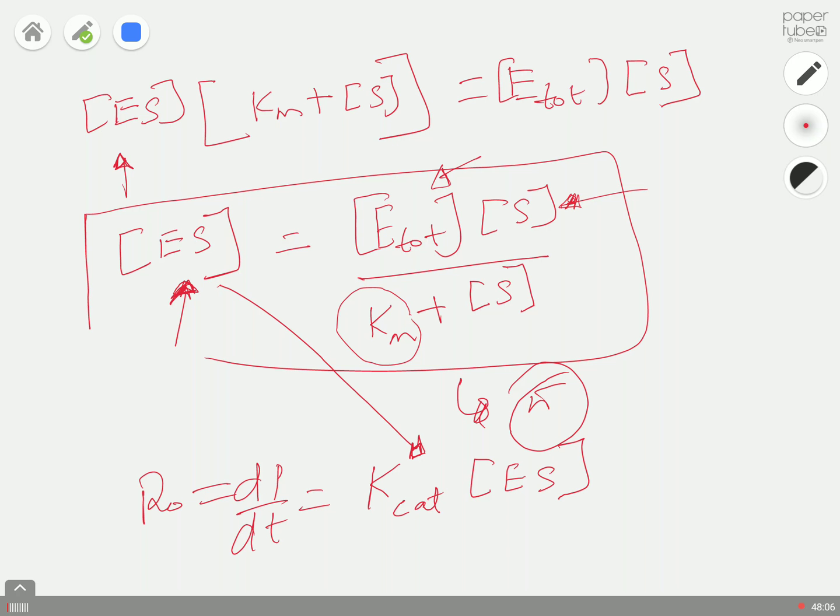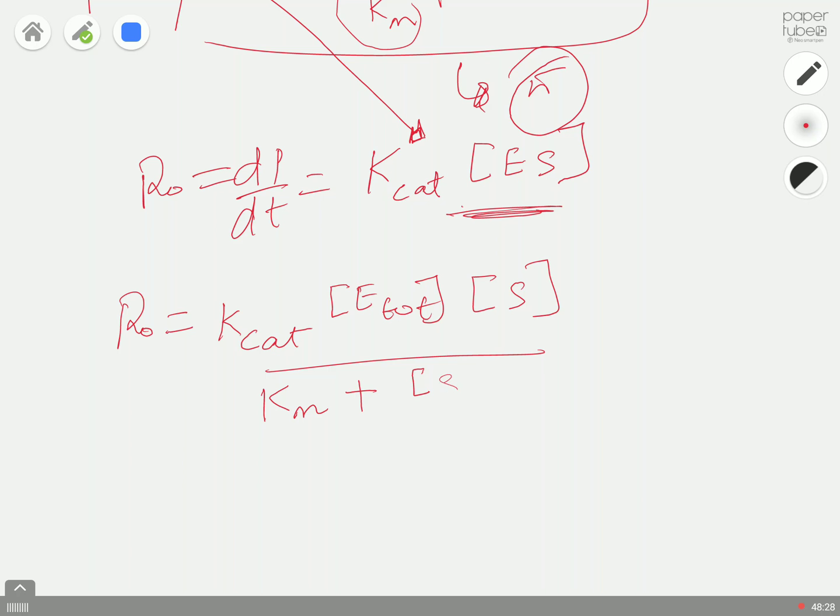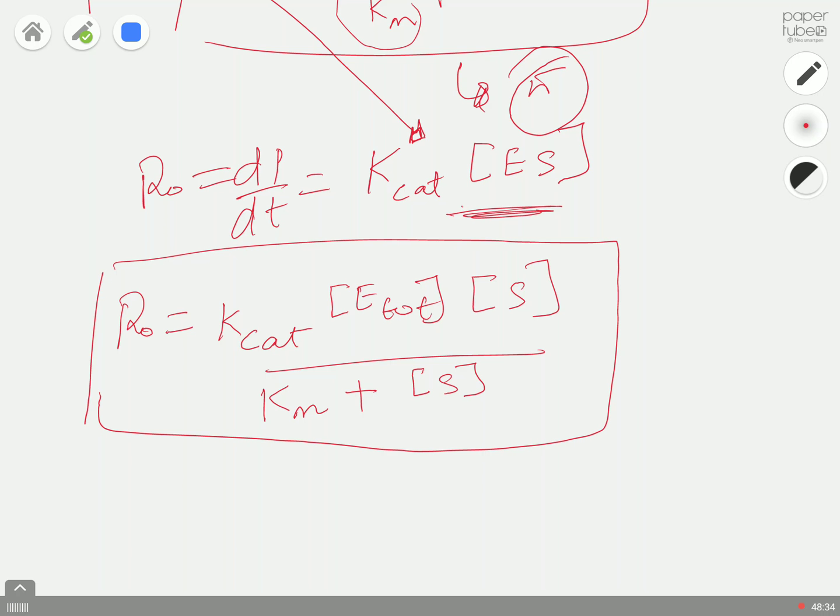So you substitute your enzyme substrate concentration here. So you will get R0 is equal to K cat E total multiplied by your substrate concentration, divided by Km, which is another kinetic or equilibrium constant, plus your substrate concentration. Yeah? So this is the derivation proposed by Michaelis and Menten, or if you want you can call it dP by dt is equal to this one.